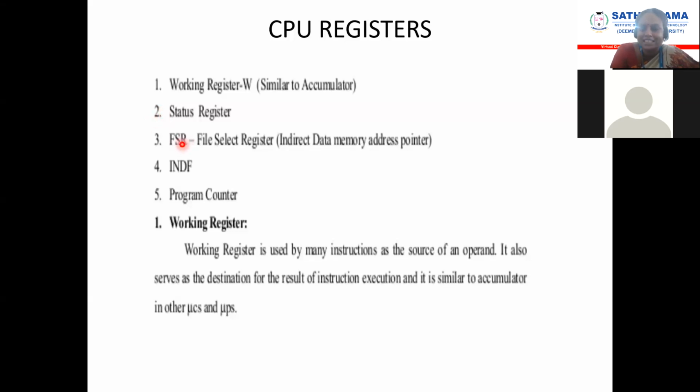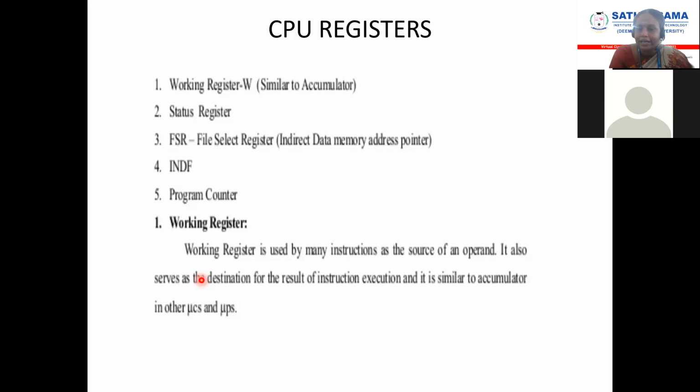Then the file select register. It is mainly used as an address pointer in indirect memory addressing. Then the INDF address and the program counter. So these are the five registers. They have mentioned INDF for indirect addressing. These are the five CPU registers, very important. I told you the working register is nothing but the accumulator. So after all arithmetic and logical operations, my result will be stored in the working register. The working register is mentioned as W. Are you clear?